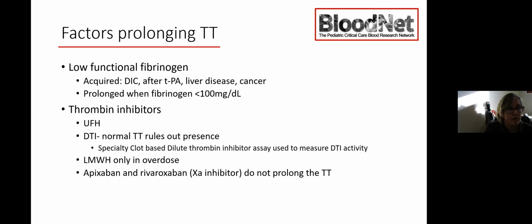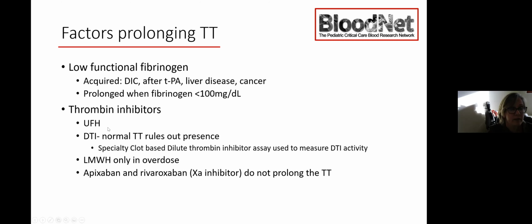Factors that prolong the thrombin time are really fibrinogen, if you don't have the precursor or it's not a functional precursor. You can get acquired issues with fibrinogen with DIC, after fibrinolysis, liver disease, cancer. And typically the thrombin time will be prolonged if your fibrinogen is less than 100.